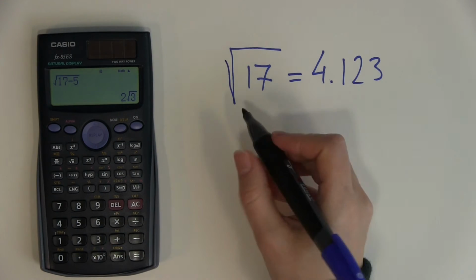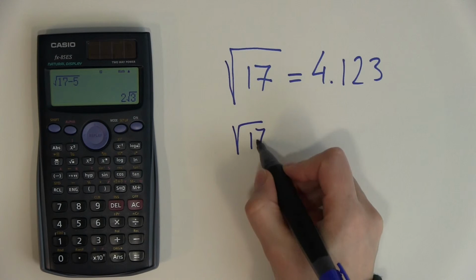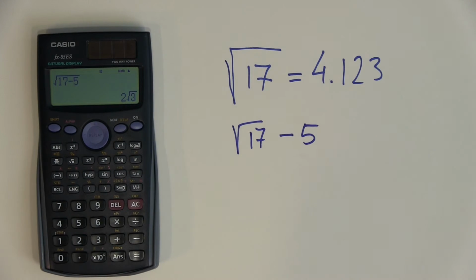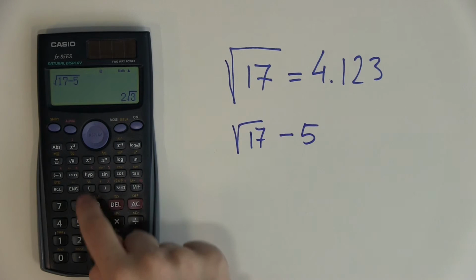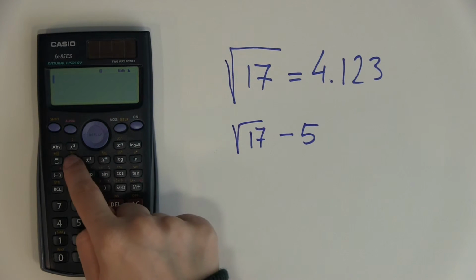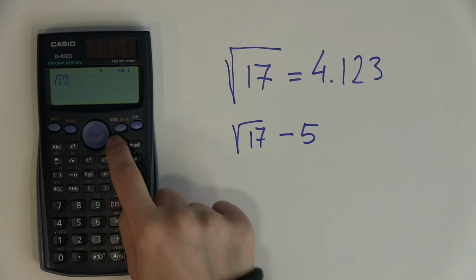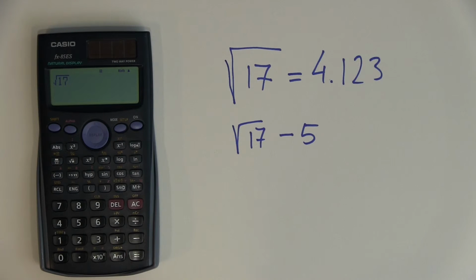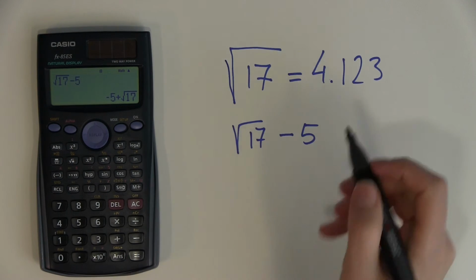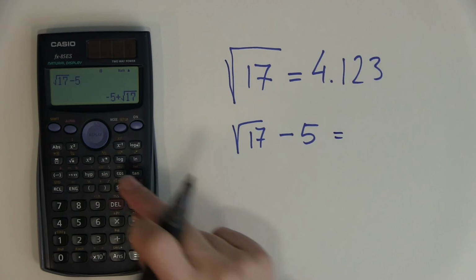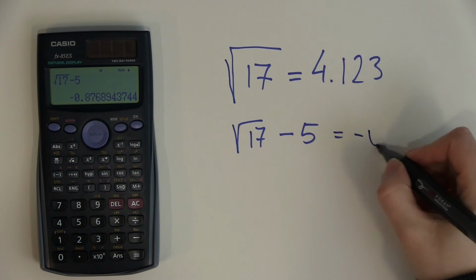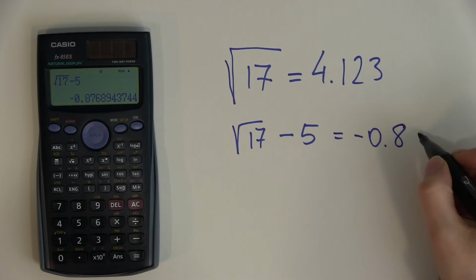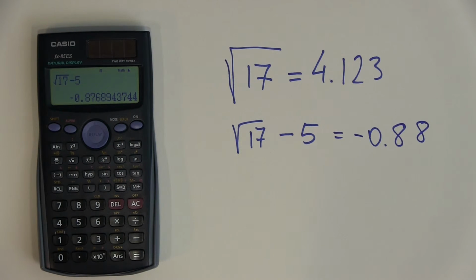But what happens if I wanted to calculate root 17, minus 5? Now, the difference here is that I'm going to calculate root 17, and now I have to press this button to tell the calculator to come out from underneath the root, and then I can type in whatever I want. So that will give us a different answer, which is, to the decimal equivalent, again using the SD button, minus 0.88 to 2 decimal places.